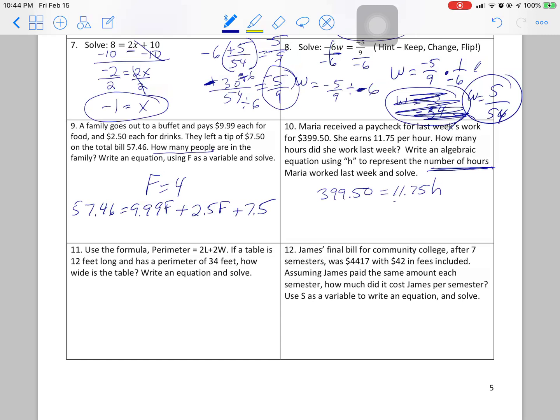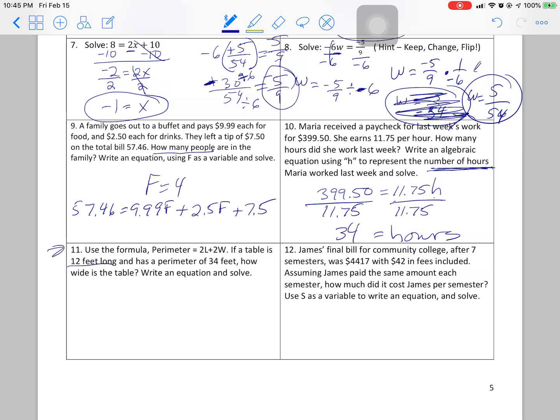So notice there's no distribution or combining like terms. We go immediately to isolating H to find out how many hours she worked. So you divide by the same. All right, and you're going to get H, and then whatever 399.50 divided by 11.75 is 34. She worked 34 hours to get that money, okay? Just double check. 34 times 11.75, that's 399.5. So we're good.